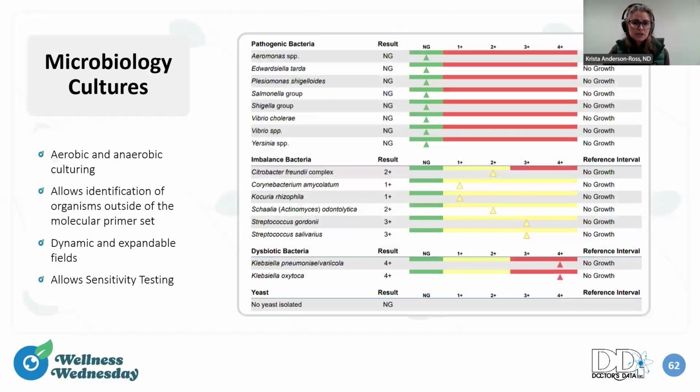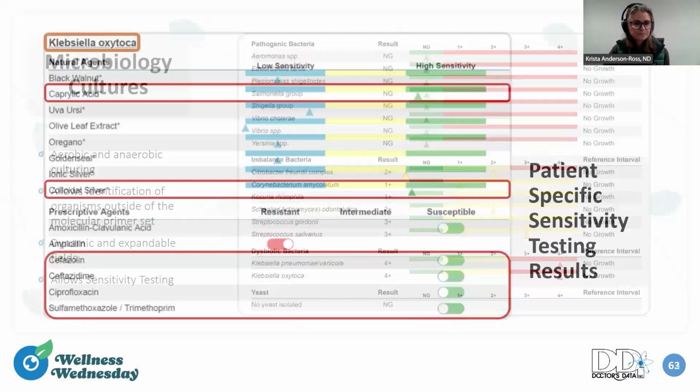In the microbiology culture section, we're looking at which aerobic and anaerobic bacteria and yeast are growing, as well as their abundance. And then the yeast and bacterial cultures are tested against natural agents and pharmaceuticals to show you which antimicrobials that specific organism is sensitive to, or resistant to.